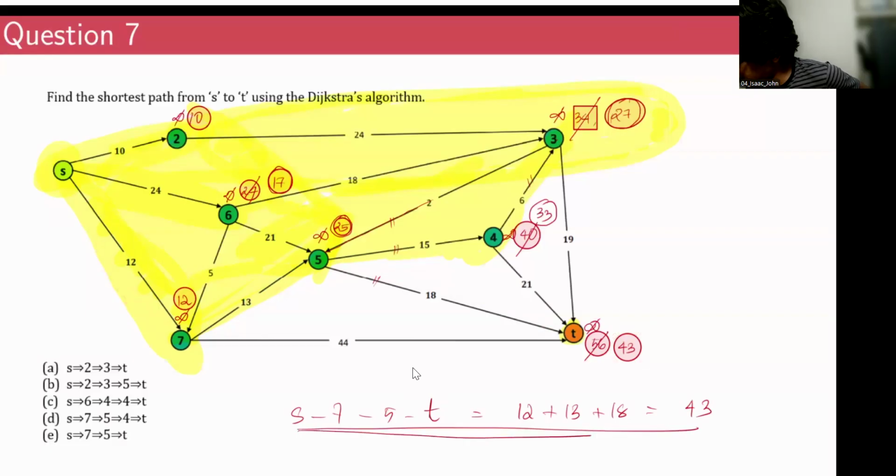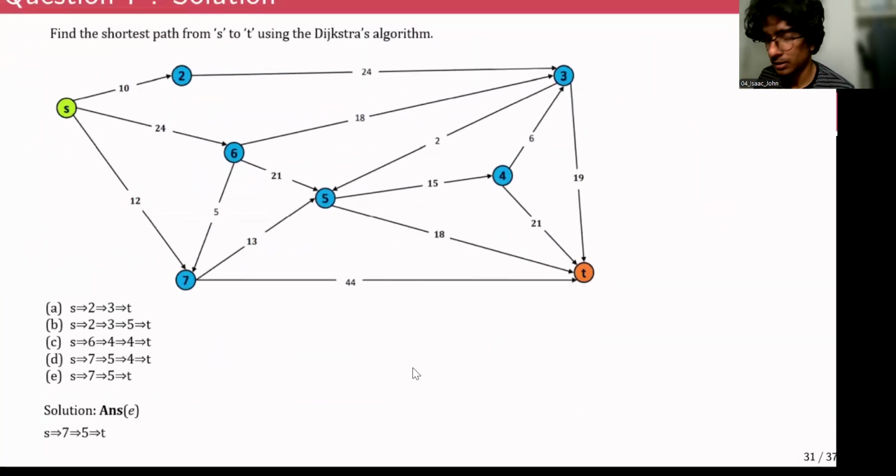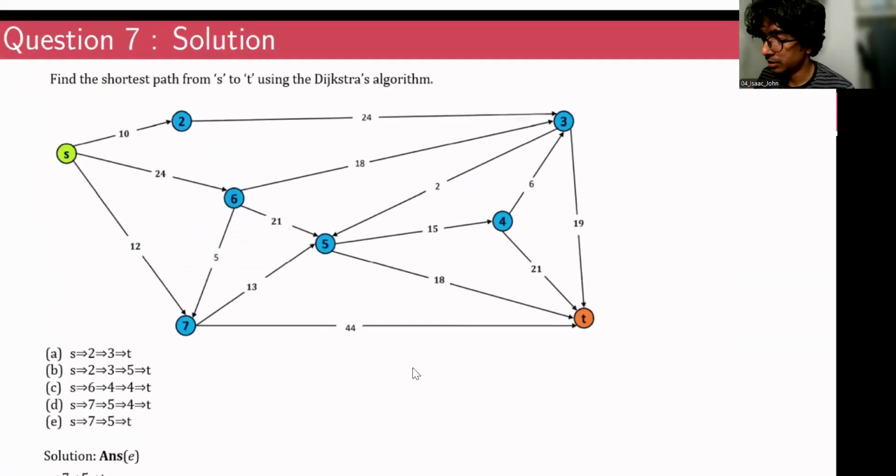Because 43 is actually the final cost that you have estimated for the goal position. So your answer, the shortest path from S to T, is given by this cost 43. That is indeed S25 and T. I think the correct option would be S2, S75T, option E, the final option. That is indeed the correct answer.